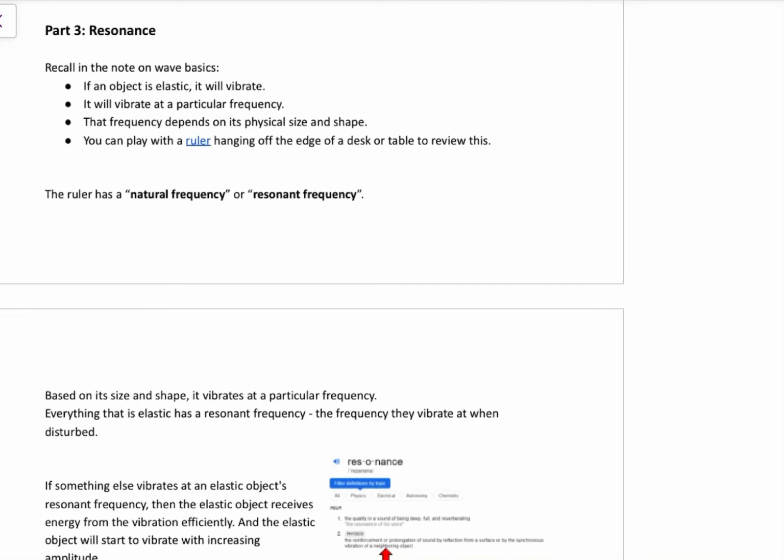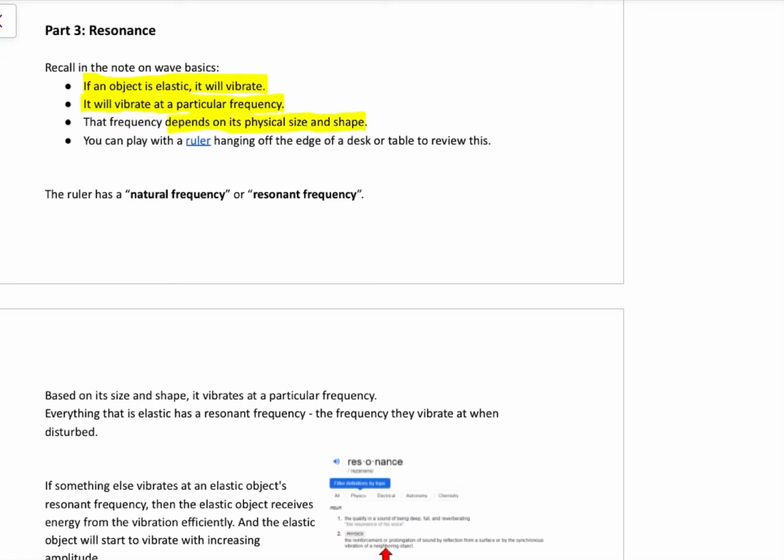Okay, one little new thing, and I'm going to put it all together and finally talk about these standing wave things. When we started talking about waves, the first note that I called wave basics, basically what we said is if an object is elastic, that means it has a tendency to snap back to its original shape. Objects that are elastic will vibrate. Now, what I tried to get you to notice is that when things vibrate, they always vibrate at a particular frequency that depends on its physical size and shape.